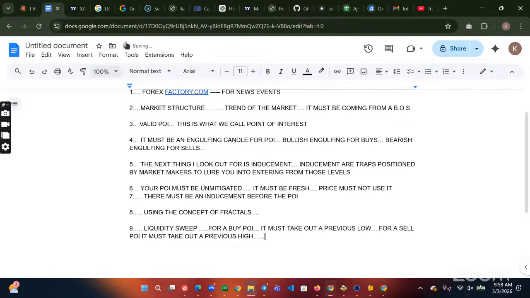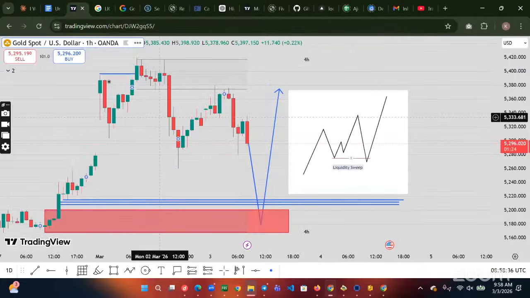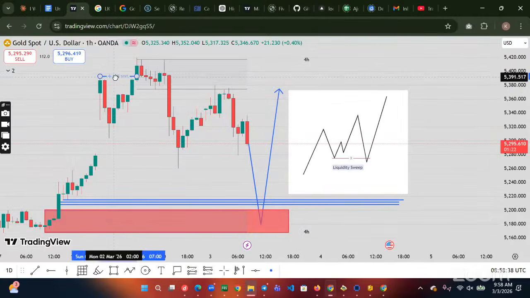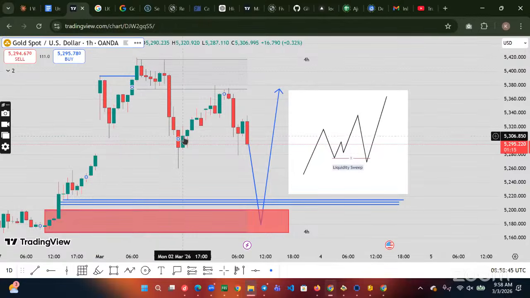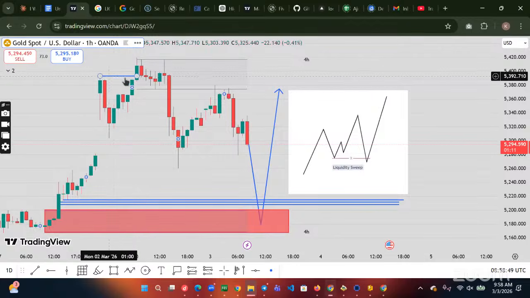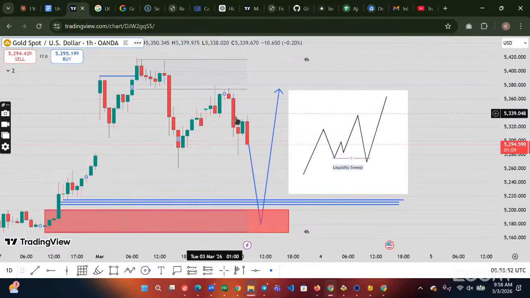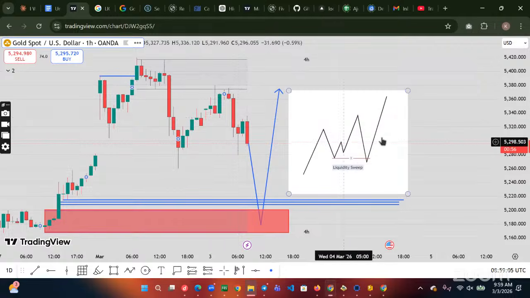All right, so for a buy POI, it must what? Take out a previous high, structural sweep. There is what we call structural sweep and liquidity sweep, and I will explain that. A structural sweep is when the market breaks a previous high or a previous low with a body, while a liquidity sweep is when the market takes out a previous high or a previous low with a wick. Now, let me explain what that means.